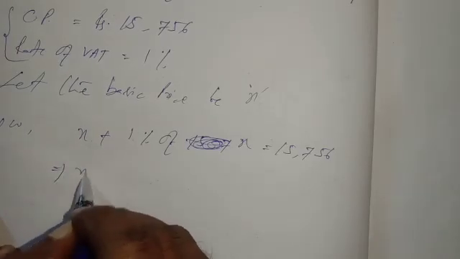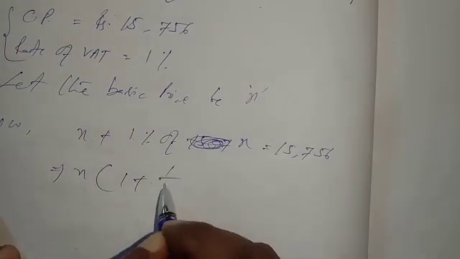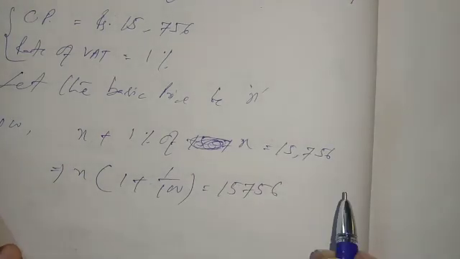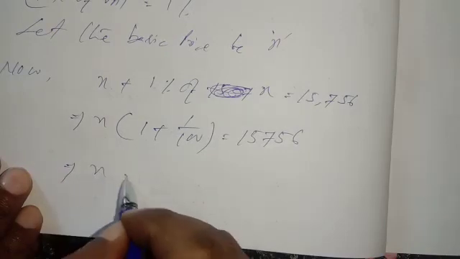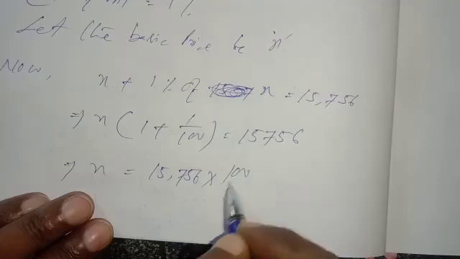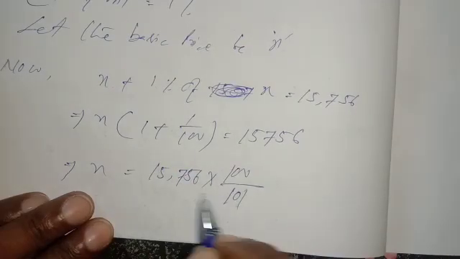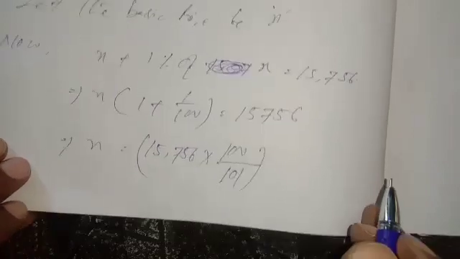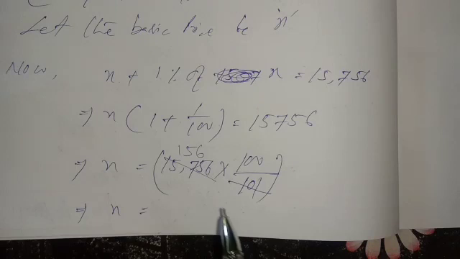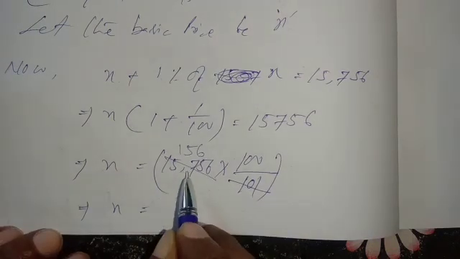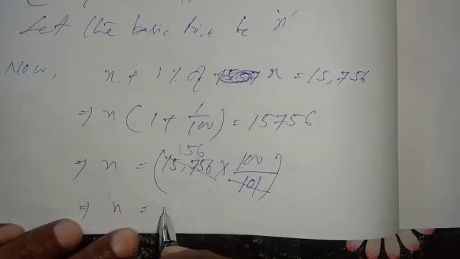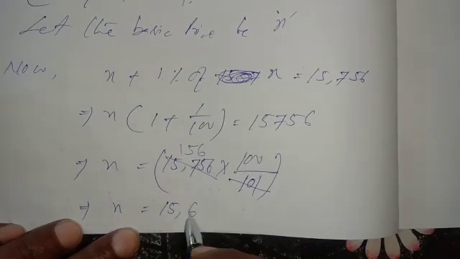Take X common. 1 plus 1% means 1 by 100 equal to 15,756. X will be how much? 15,756 into 100 divided by 100 plus 1 means 101. Just calculate here. How much coming? If you divide 15,756 divided by 101, it is coming 156. 156 into 100, this will be 15,600.